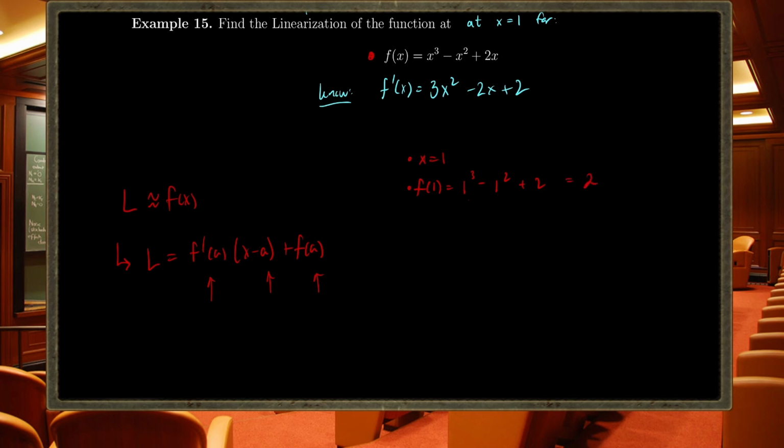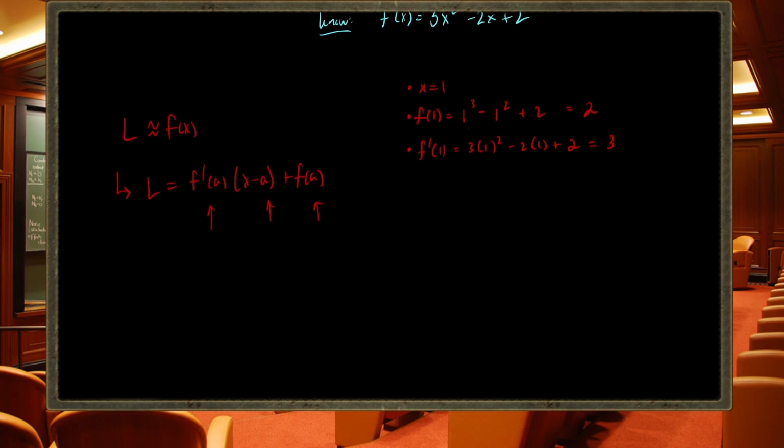And we also need to know f prime of 1, aka the slope of the tangent line at x equals 1. And that's 3 times 1 squared minus 2 times 1 plus 2. So this is 0 plus 3 is 3. Right. So we've got everything we need.